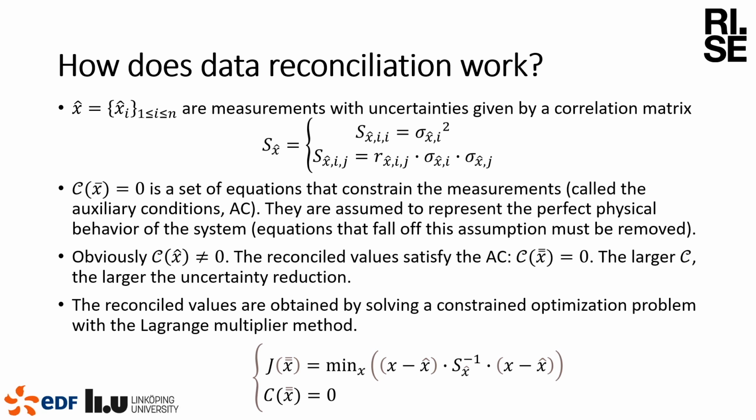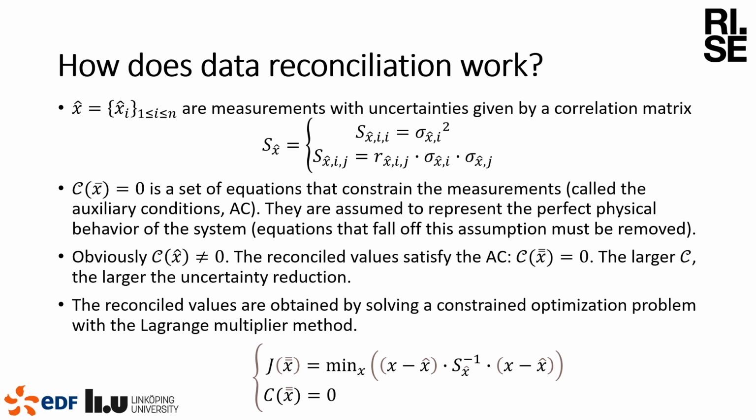They are assumed to represent the perfect physical behavior of the system. The equations that fall outside of this assumption must be removed. Obviously, C of x cap is not equal to 0, but the reconciled values satisfy the auxiliary condition C of x double bar equal to 0. The larger the C, the larger the uncertainty reduction. Hence, the reconciled values can be obtained by solving a constrained optimization problem represented by a Lagrange multiplier method.